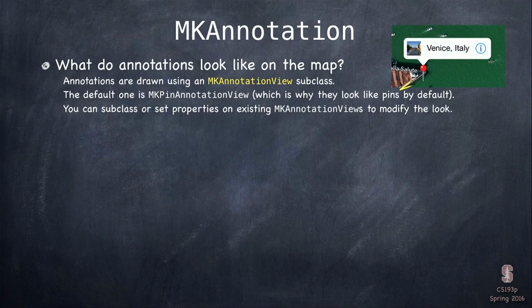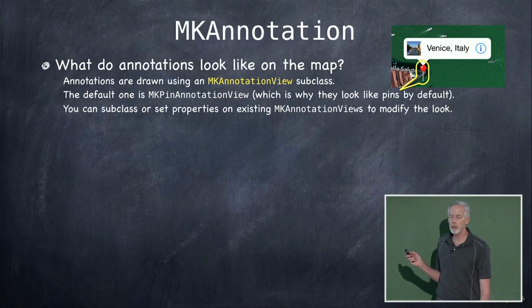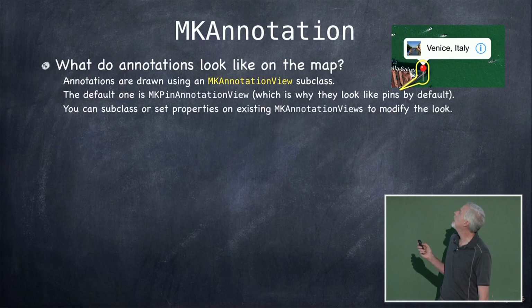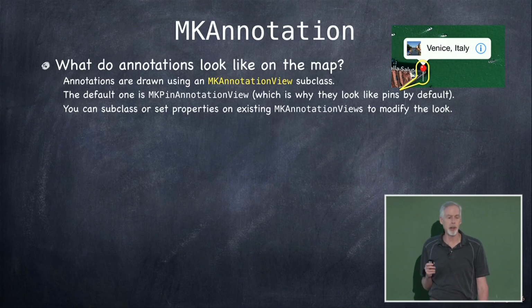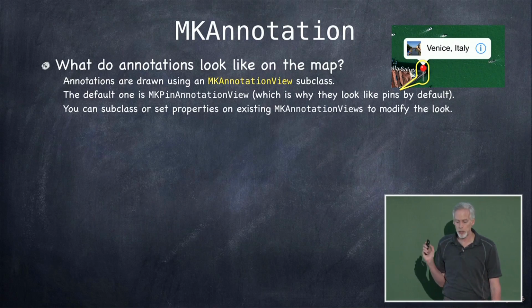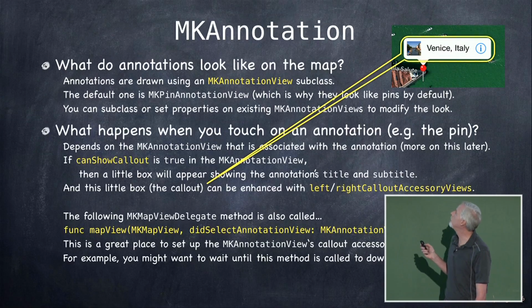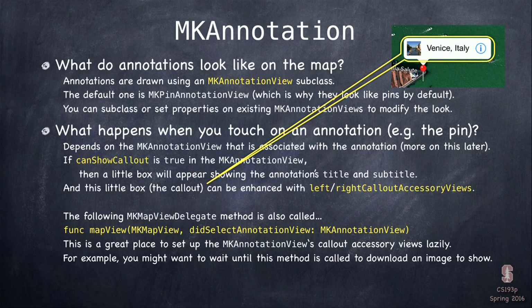What do annotations look like on the map? Well, we saw it before, right? If you use an MKPinAnnotationView, which is a subclass of MKAnnotationView, you get a little pin. It can be red or purple, I think, or maybe one other color. Although it does allow you to even change this image. If you don't like a pin, you can change it to something else. And when you click on a pin annotation view, you get this callout. By the way, this callout only comes out if canShowCallout is true on the MKPinAnnotationView. So you have to have that be true.